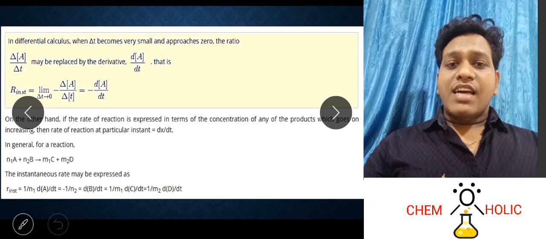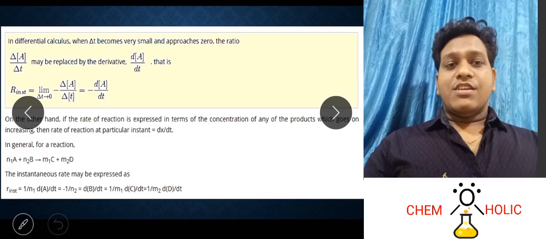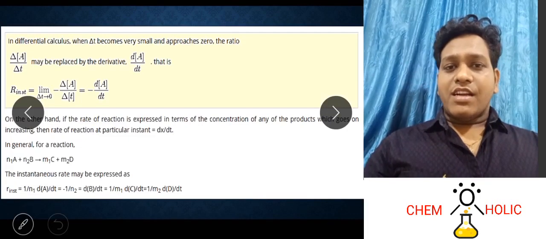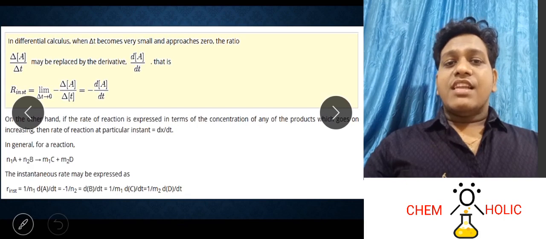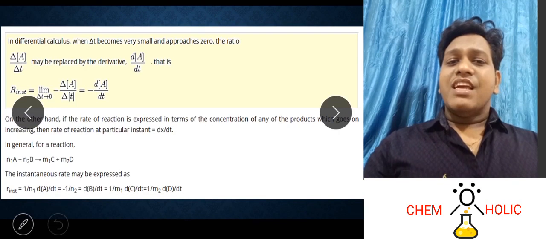On the other hand, if the rate of reaction is expressed in terms of the concentration of a reactant or product which goes on increasing, then the rate of reaction at the particular instant can be written as positive dx by dt. Very simple. If you are calculating for consumption of reactant, you will get negative. If you are getting formation of product, it will be positive. In general, for a reaction n1 A plus n2 B gives m1 C plus m2 D.